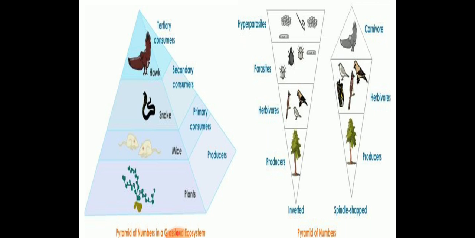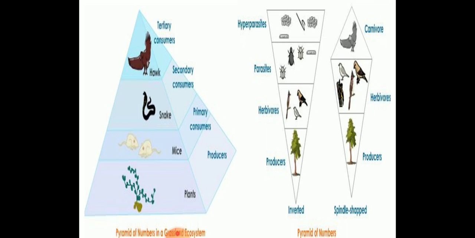Or if you take a grassland, small herbaceous plants will be there, they are the producers, that will be eaten by the consumers. Grasshoppers or mice are the primary consumers. The secondary consumer may be a snake, or the tertiary consumer may be a hawk. So the number will decrease: 1,000 or 100 plants will be there, 10 mice, and one snake, one hawk. So like that, the ecological pyramid in a grassland is usually upright, or sometimes maybe inverted.